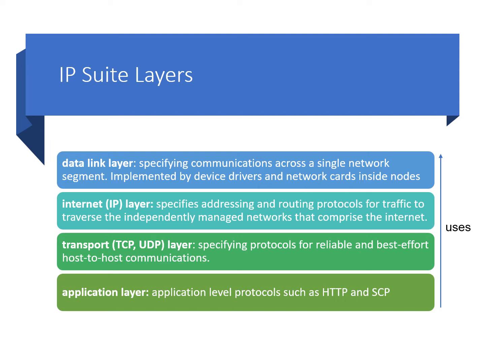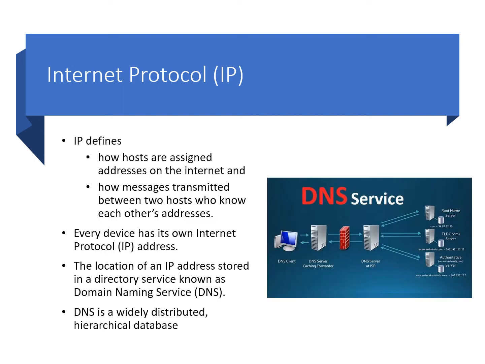And in the following section, I'm going to briefly cover IP for host discovery and message routing, and TCP and UDP that can be used for distributed applications. IP defines how hosts are assigned addresses on the Internet and how messages are transmitted between 2 hosts who know each other's addresses. Every device on the Internet has its own address. These are known as IP or Internet Protocol addresses.